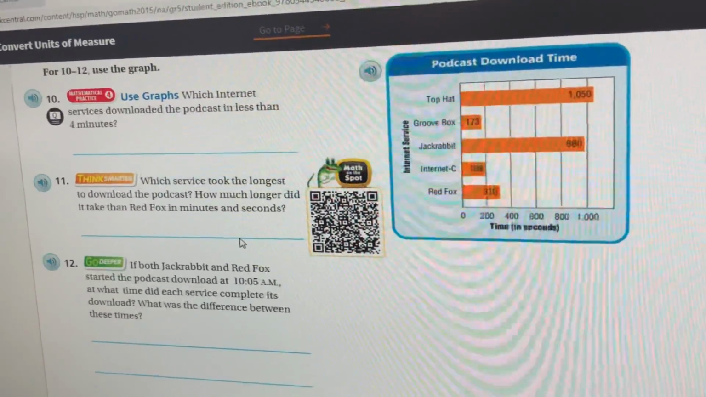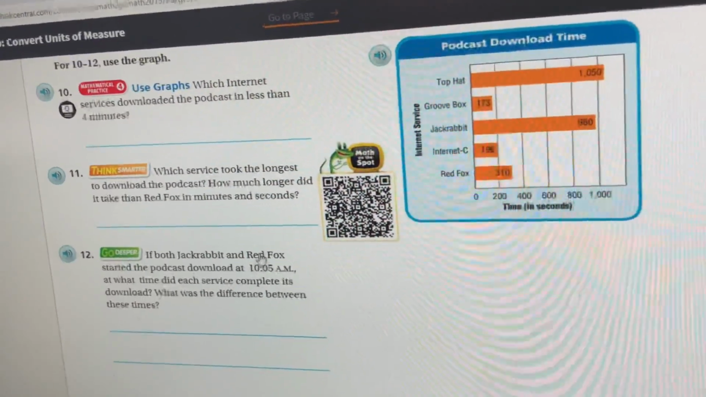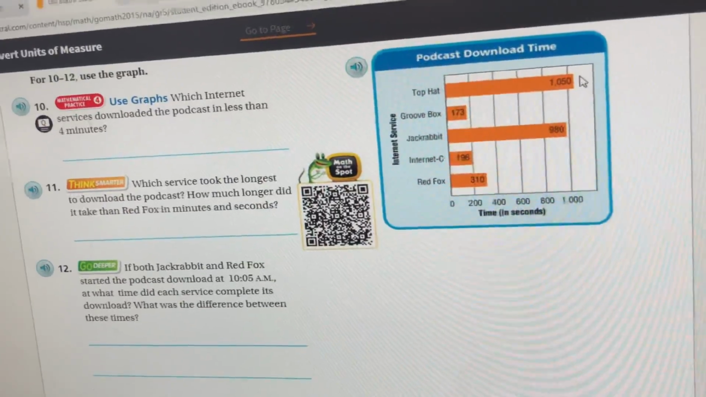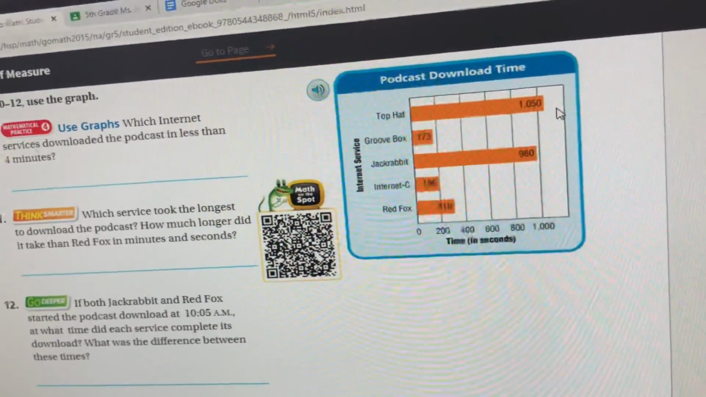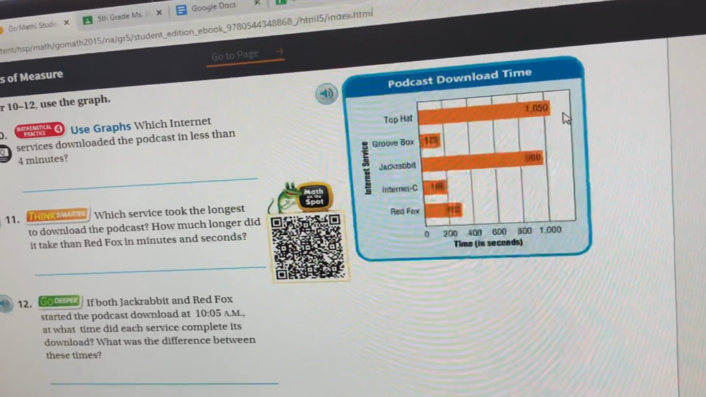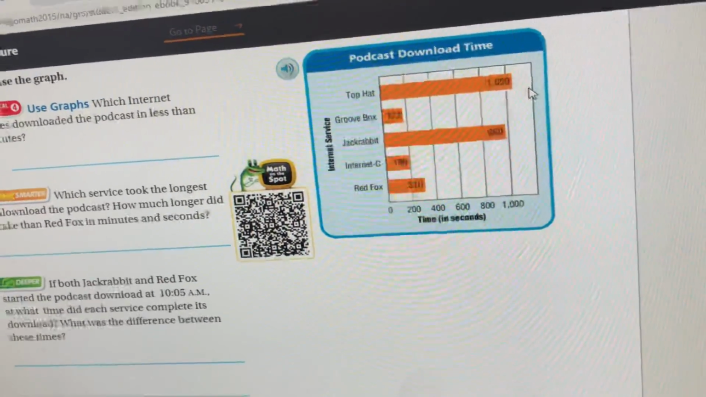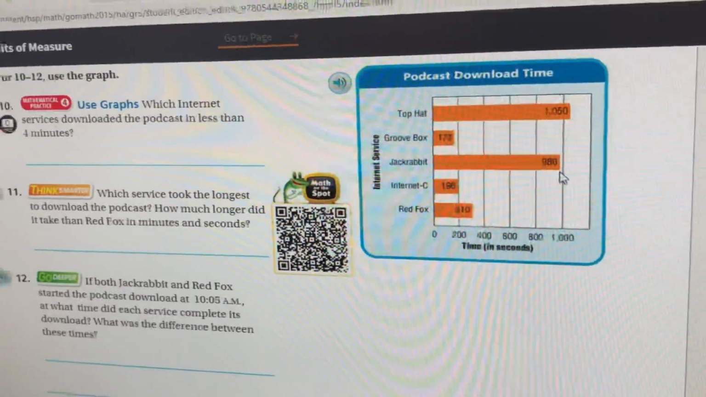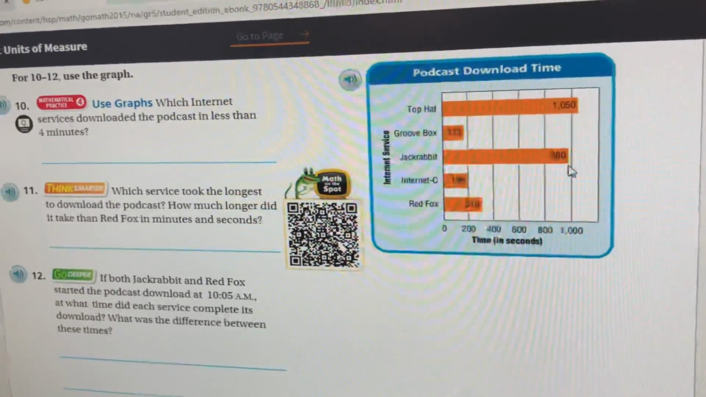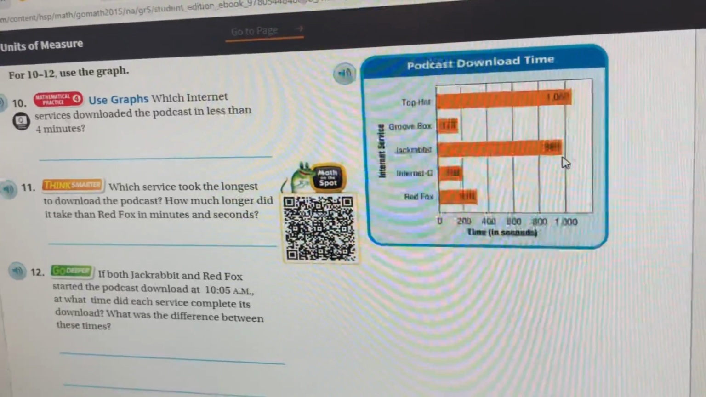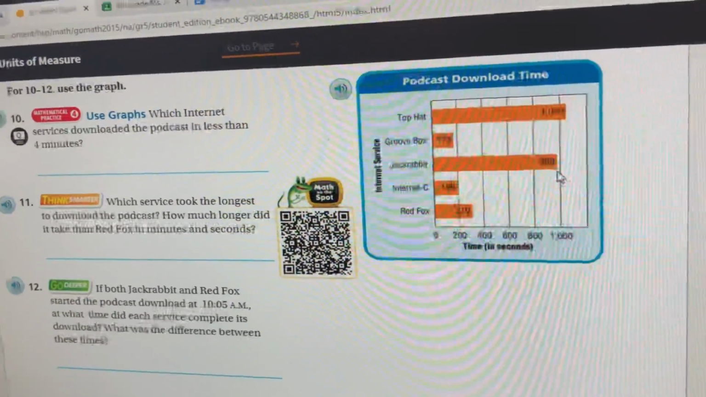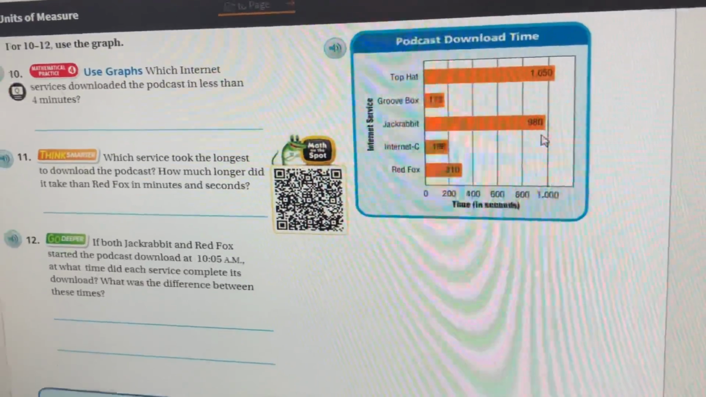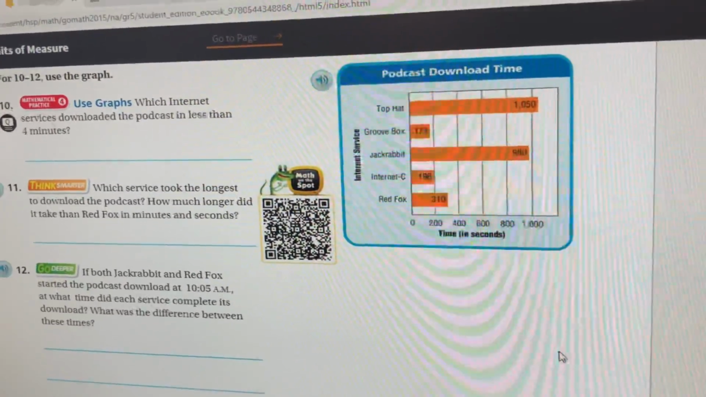Which service took the longest to download the podcast? How much longer did it take than Red Fox in minutes and seconds? So the one that took the longest, the one with the longest bar on this chart, was Top Hat. You need to figure out the difference between 1,050 and 980. That's a simple math problem, and I know you know how to do it. Your answer will be in seconds. Pause the video for just a minute and at least mentally, if not on paper, figure out the difference between 1,050 and 980. Your answer in your head should be in seconds.